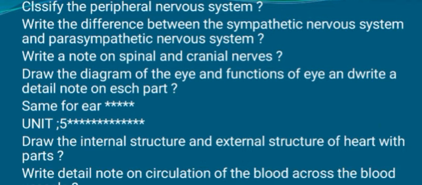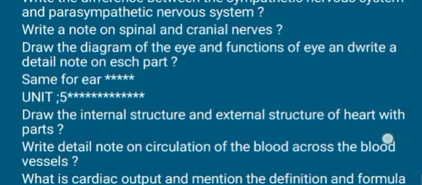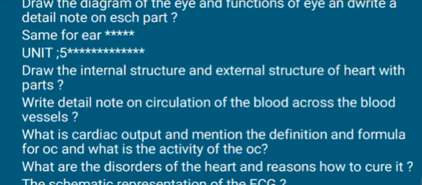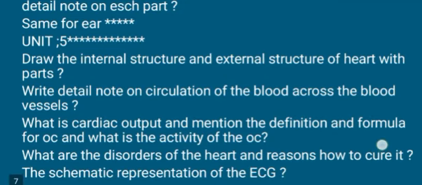Okay, write a note on spinal and cranial nerves. Draw the diagram of the eye and the function of eye, and write the detailed note of each part. And same for ear. And in this video I want to conclude that unit 5 is one of the most important units. So make sure to concentrate on units 1, 2 and 5, and the remaining are also important, but don't try to neglect anything. Okay, they may ask how they want.